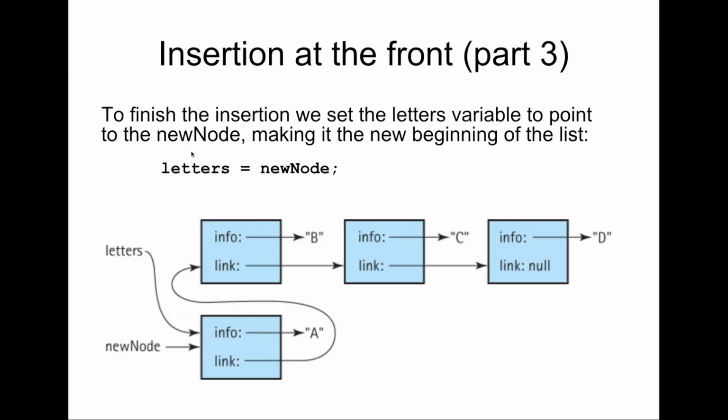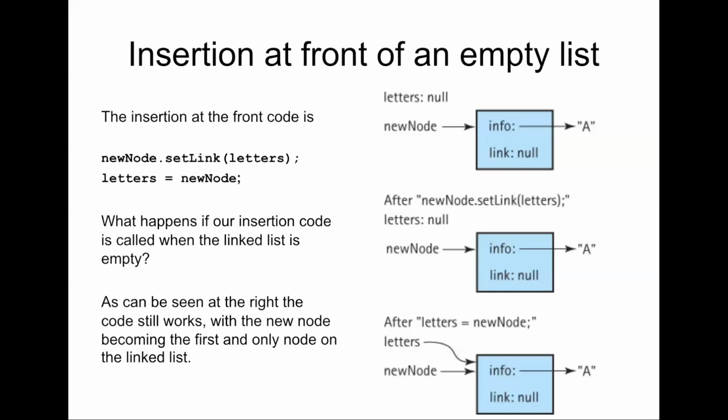Repointing letters to new node is easy. It is just a one-line statement saying letters equals new node. Remember, letters is a Java object that references the original location, and now that location is new node. So this effectively severs the connection between letters and the original list, pushing it into new node. And that's how you insert elements at the front of the linked list.